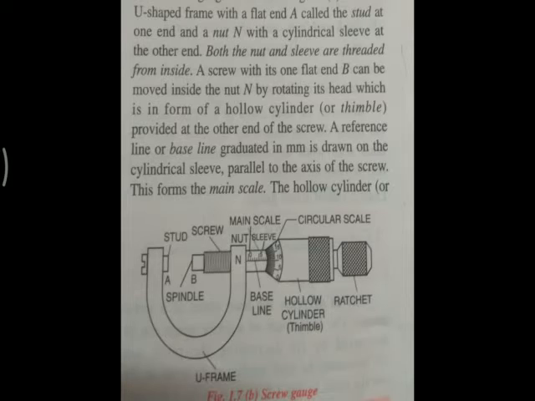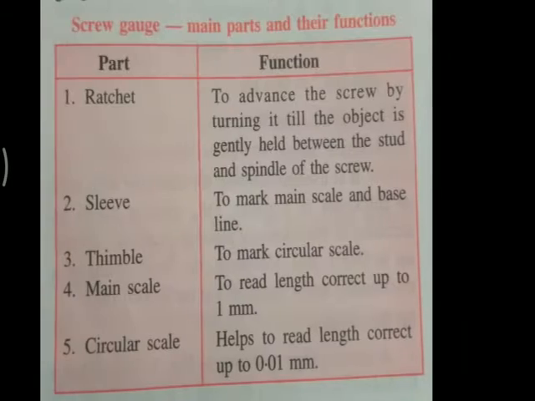So what are the functions of this ratchet? As I said, it is used to advance the screw, right? Whenever we move the ratchet, the screw will move inside or outside. Whether you are moving anti-clockwise or clockwise, accordingly the direction of the movement of the screw will change. Whenever we want to calculate the thickness of an object, it is put in between A and B, right?